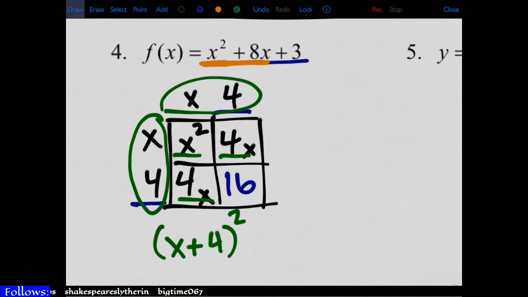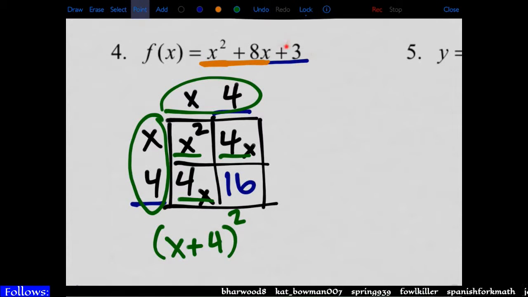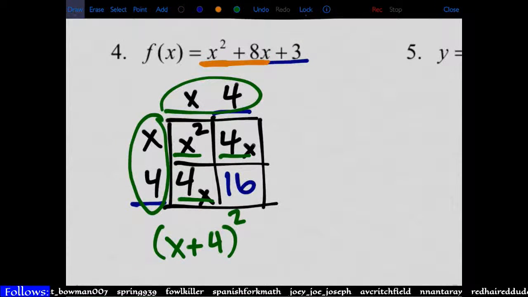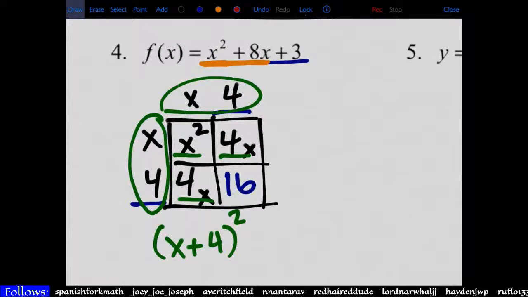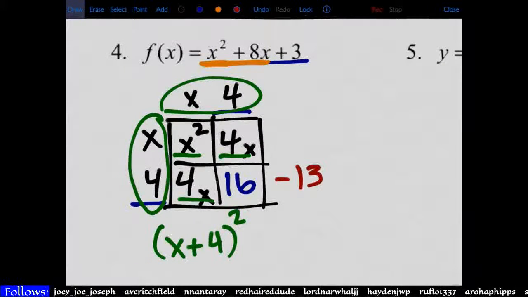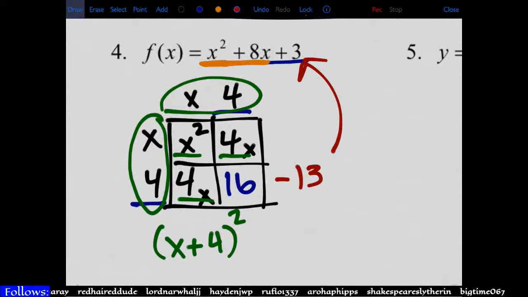Now here's the problem. Here's the completing the square part. This square that we found has 16 units in it, but our problem has 3 units in it. So we have too many units. So what we need to do to this square is we need to subtract 13 units to get to the 3 that we want in our equation.